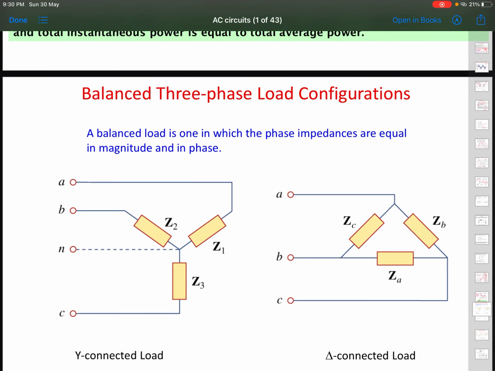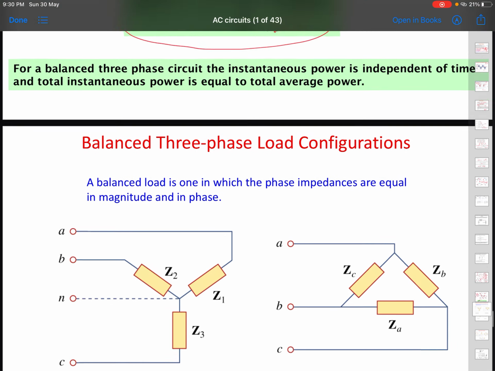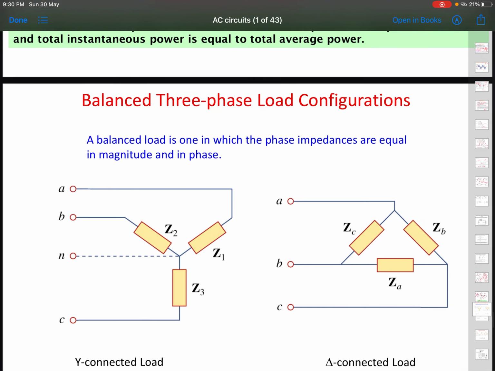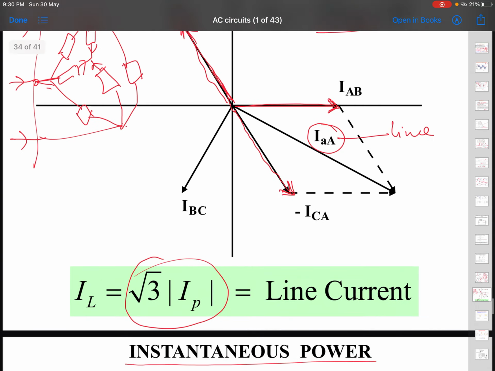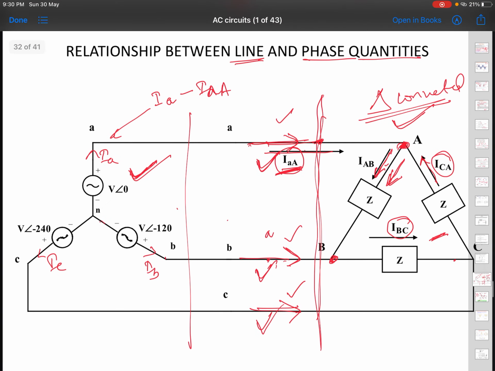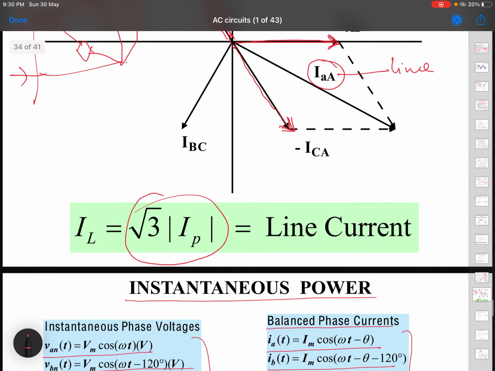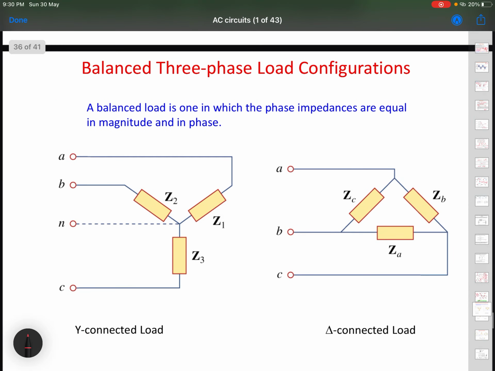So in this lecture we will see the different configurations in which the loads and the sources are connected in a three-phase system. We saw one of the cases, how they are connected in three phases. Three sources are connected and form a three-phase, and this is basically how it sees the load as a three-phase load.